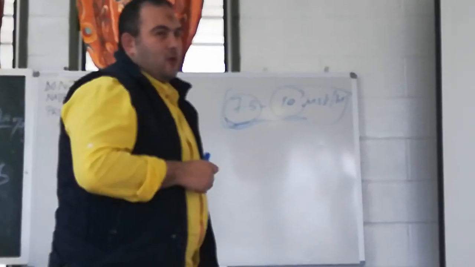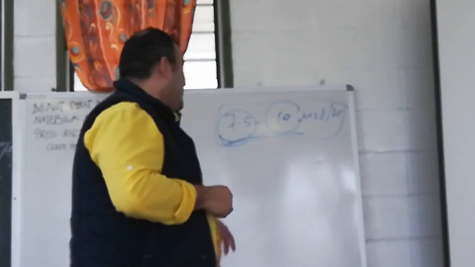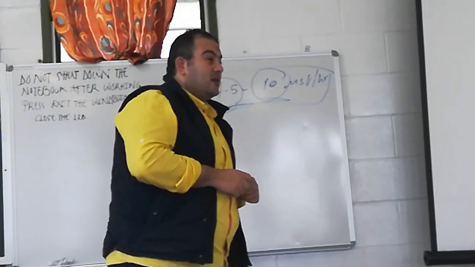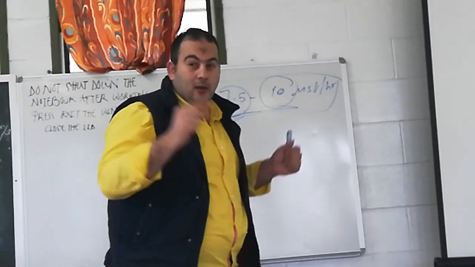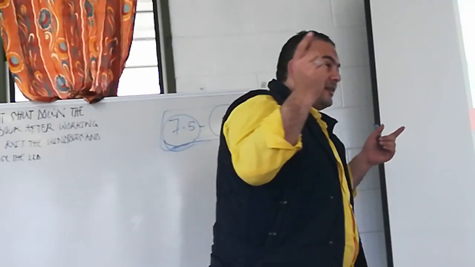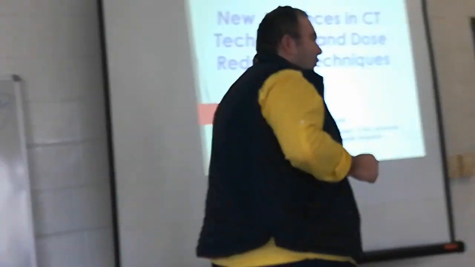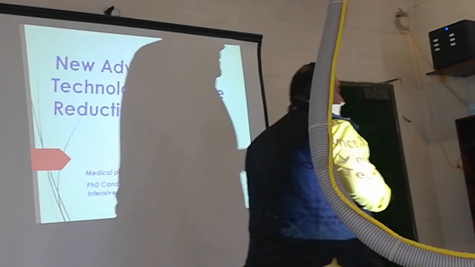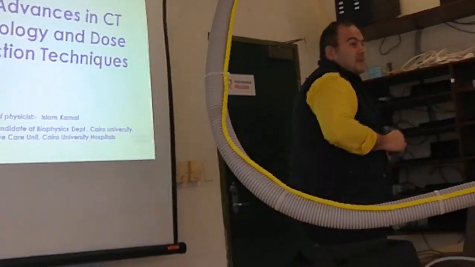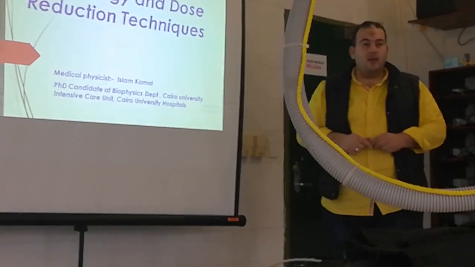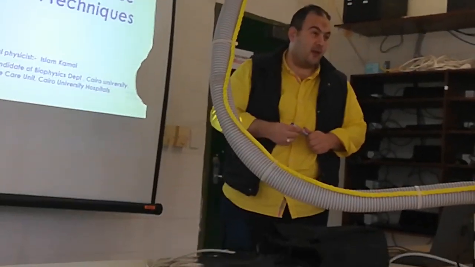If the exposure dose exceeds 10 microsievert per hour, I have to check the lead shielding again. I have to check the place of the source of radiation, where the radiation is coming out, to reshield it again, okay.